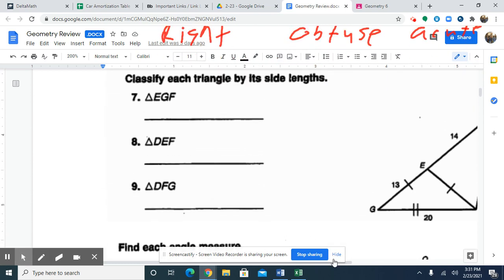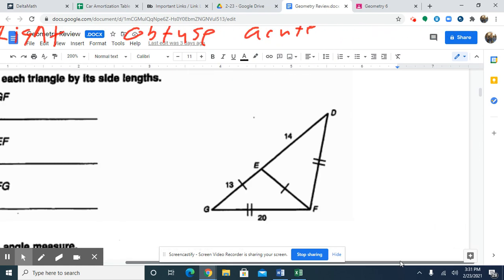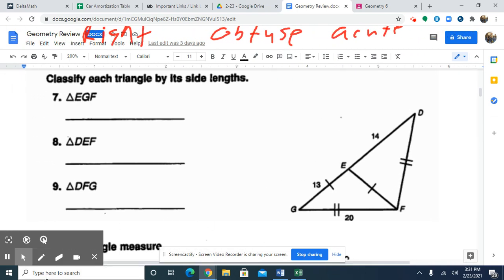Now looking down here, we have to classify the triangle by the length of the sides. Triangle EGF, this triangle right here, has 2 equal sides, which makes it an isosceles.